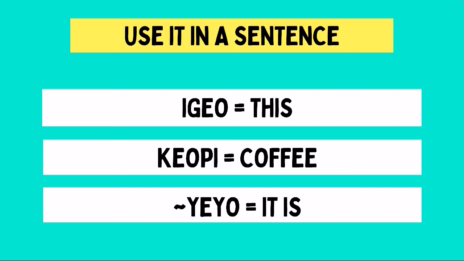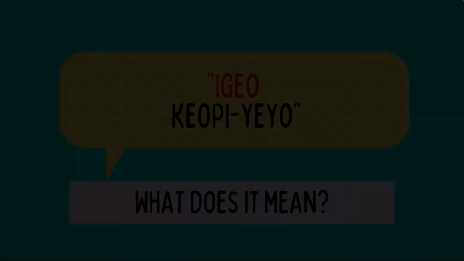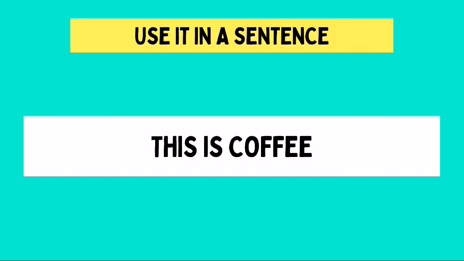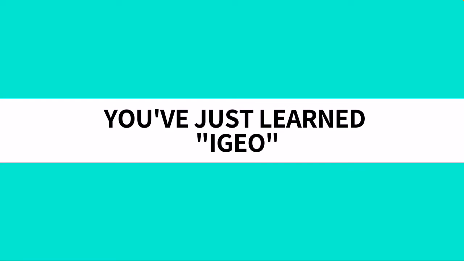But when we add igo at the beginning, we can say that the object that we're actually talking about is nearby. So when we say igo kopieyo, it actually means this is coffee. And this would give us an idea that the object that we are talking about is located near to the speaker. So again, when we combine igo kopieyo, it would result to a sentence that means this is coffee. So looking back to this, which is flashed at the beginning of the video, we already know by now that the meaning of the sentence igo kopieyo is simply this is coffee. And with that, you've just learned igo.